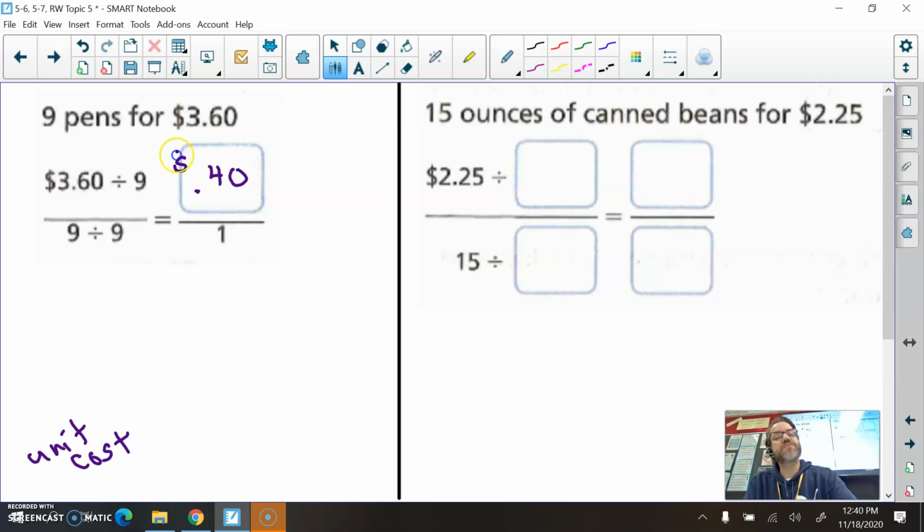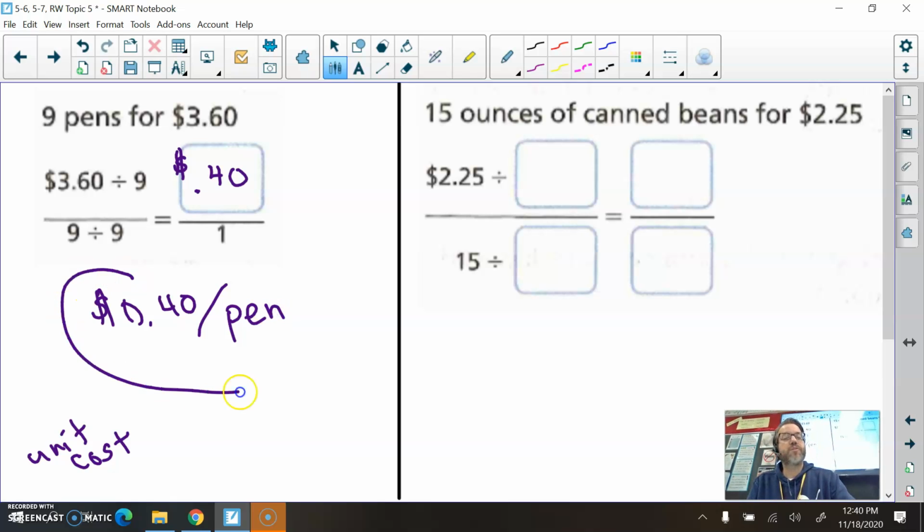And I'm going to write it like this with my dollar sign, decimal point 40. So 40 cents for 1 pen. So the unit cost, I could write it like this, 40 cents per pen. You could write it just like that, 40 cents per pen. But again, we had to divide by 9 since we had the price for 9 pens. Divide by 9, that gives you the cost for just 1 pen.